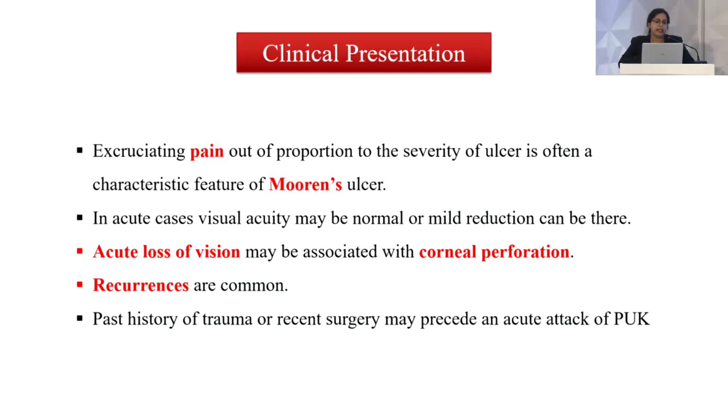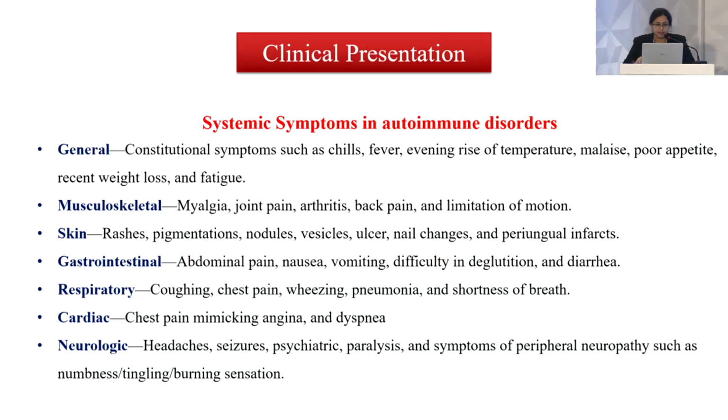Whenever you're taking a history, there are some things that can help you narrow the differentials at the history point itself. Excruciating pain out of proportion to the severity of the ulcer is often a characteristic feature of Mooren's ulcer. In acute cases, the diminution of vision reported by the patient is often normal or only a mild reduction. Acute loss of vision may be a sign of associated corneal perforation. Recurrences are common, so the patient may give a history of recurrent episodes of a similar illness. Past history of trauma or recent surgery may precede an acute attack of peripheral ulcerative keratitis.